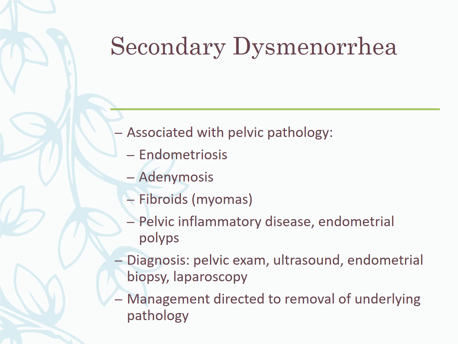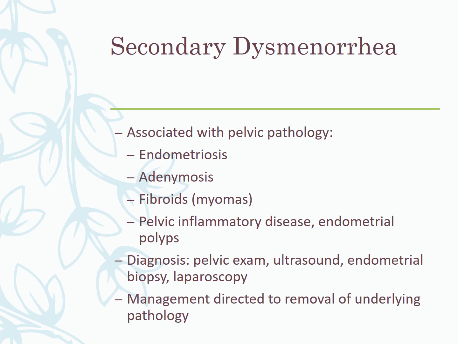Secondary dysmenorrhea is associated with pelvic pathology, such as endometriosis, adenomyosis, fibroids, pelvic inflammatory disease, or endometrial polyps. Adenomyosis is a tissue that normally lines the uterus that begins to grow in the muscle wall of the uterus. So these conditions can cause quite a bit of pain.